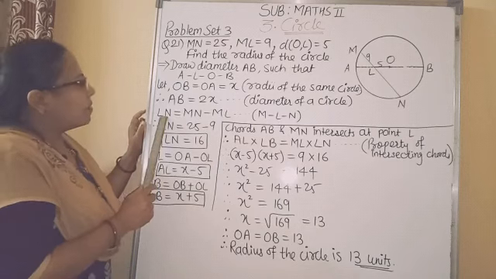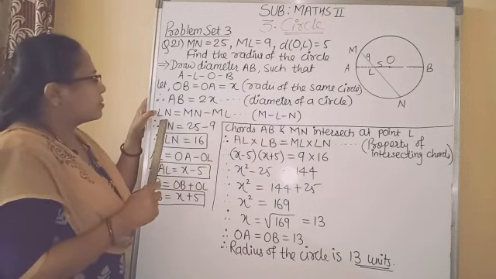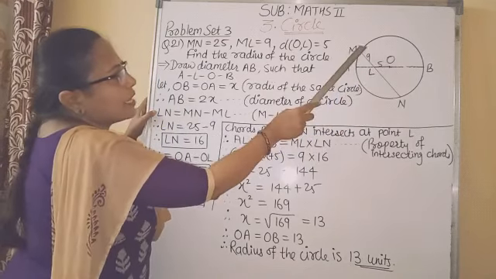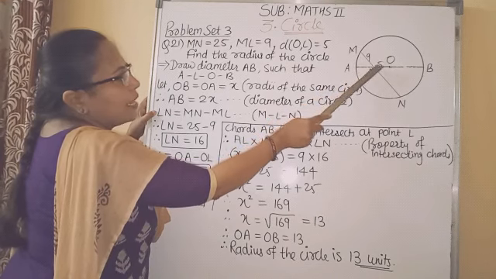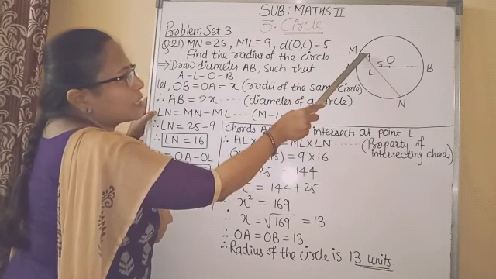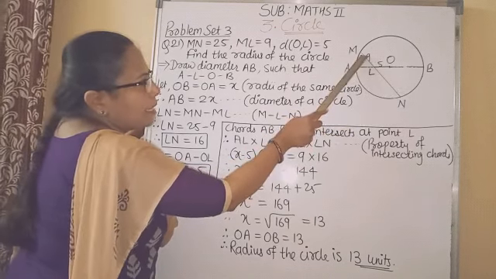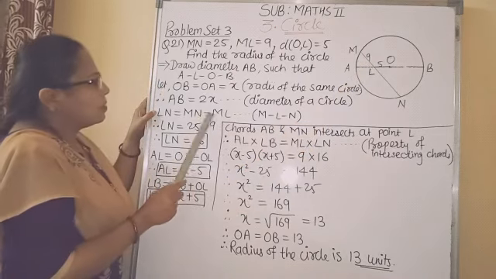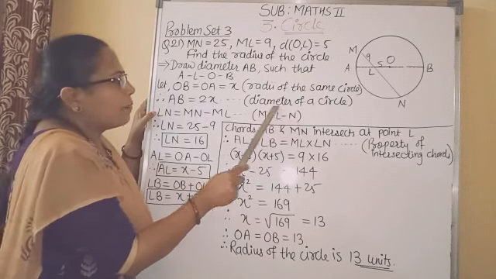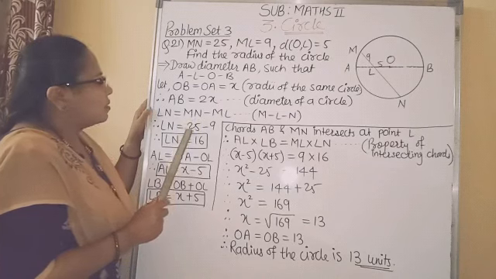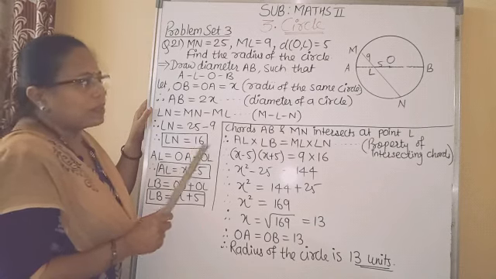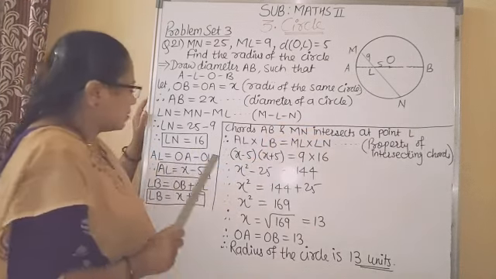Now we will find out the lengths of some segments. First find LN. See, there is betweenness M-L-N, so to find LN we have to do subtraction: MN minus ML. From this betweenness you know that LN is equal to MN minus ML. So 25 minus 9 is 16. LN is equal to 16.